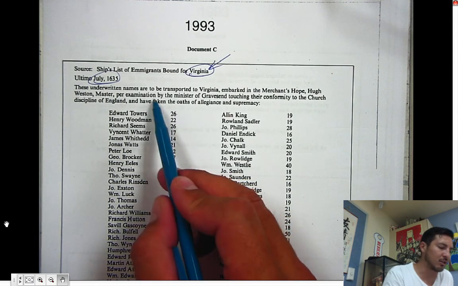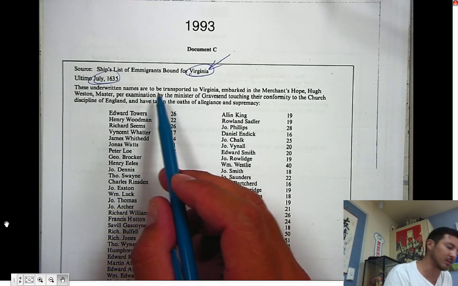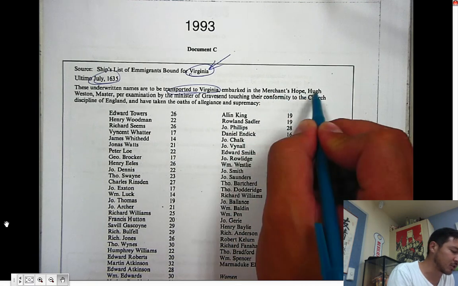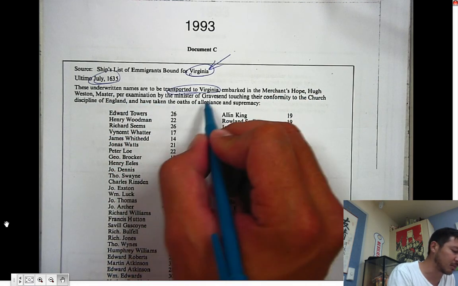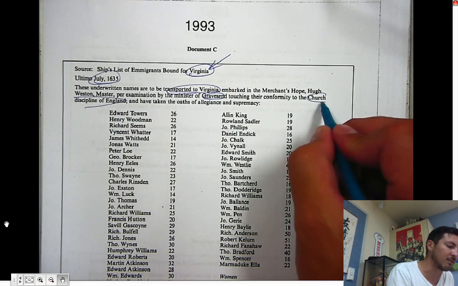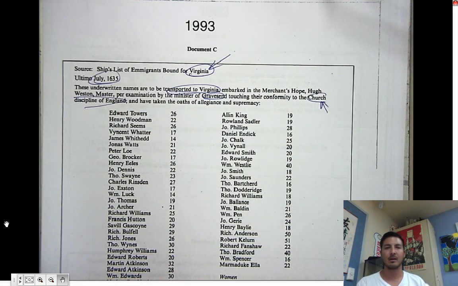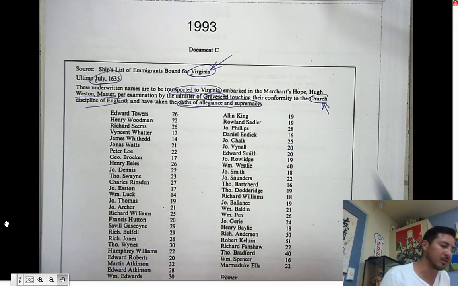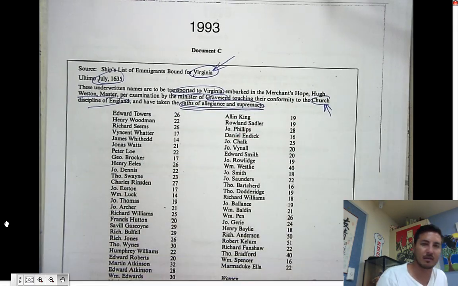I'm going to go ahead and read this a little bit more because this has some interesting stuff in here. These immigrant names are being transported to Virginia, embarked in the Merchant's Hope, Hugh Weston, Master, per examination of the Minister of Gravesend, touching their conformity to the church and discipline of England. That's a very interesting moment there. All right. They have taken an oath of allegiance and supremacy. I might even underline that inside there.